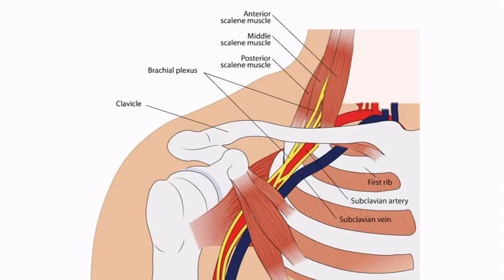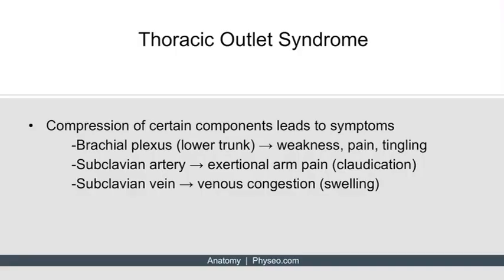You can see the subclavian artery right here, the subclavian vein right here, and the brachial plexus traveling through here, labeled here. If these structures get compressed, the patient can experience symptoms. And when these symptoms occur, this is known as thoracic outlet syndrome. And when there is compression of certain components, what symptoms does this lead to? Well, it depends on what structure is involved.